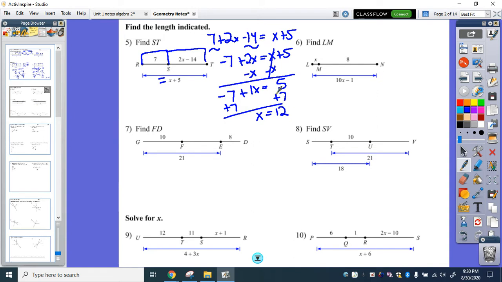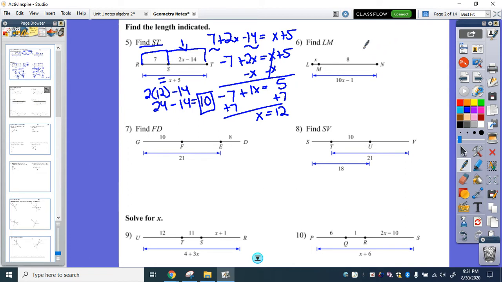Now, the hardest part of this problem is they didn't ask us necessarily to find out what x equals. They said find ST, which means taking that 12 and plugging it back in. So if I take that 12 and I plug it back into the portion they asked me for, they said find ST. That's this portion right here. So 2 times 12 minus 14. Well, if we do 2 times 12, that's 24. 24 minus 14 would get me a final answer of 10. So you just got to make sure that you're plugging back in where they've asked you to plug in.